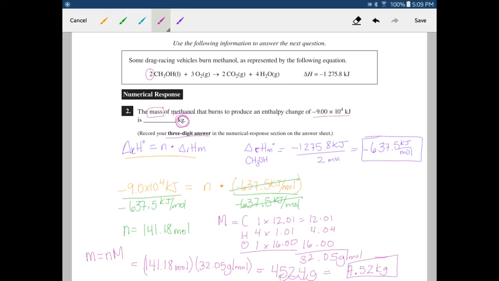Okay, as you can see, this is a multi-step question. We needed to start by solving for my molar enthalpy. Once I found my molar enthalpy, I could find my number of moles. Once I solved for my number of moles, I had to find my molar mass and calculate my mass from that molar mass calculation. Okay, so this is how you would go about solving this question.